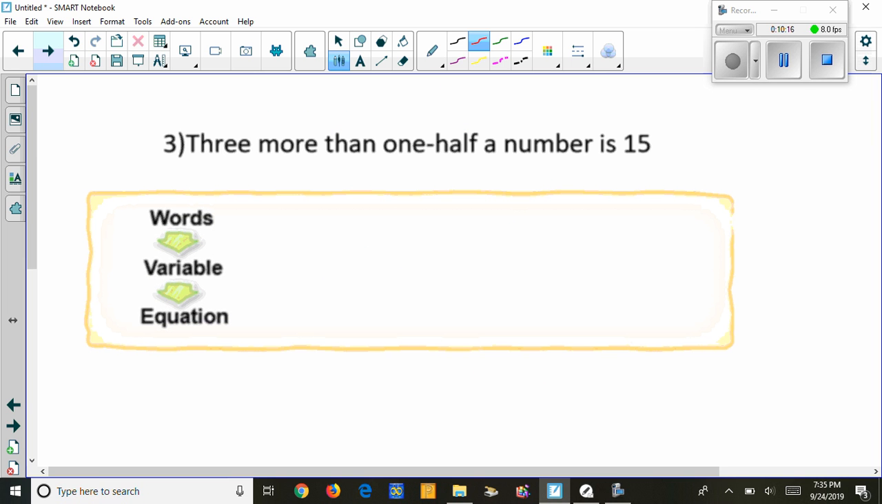We're going to do a few more of these just to make sure they are clear. 3 more than 1/2 a number is 15. So I have those circled numbers. I'm going to go back and box some stuff in.